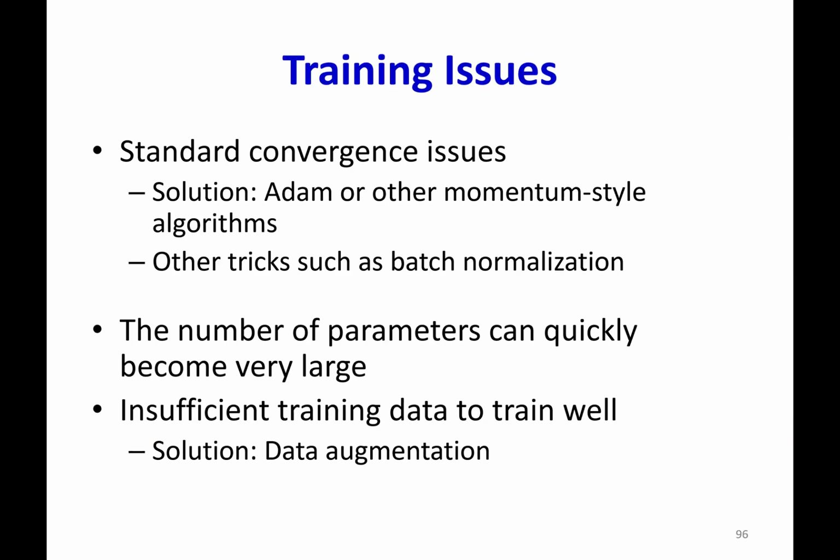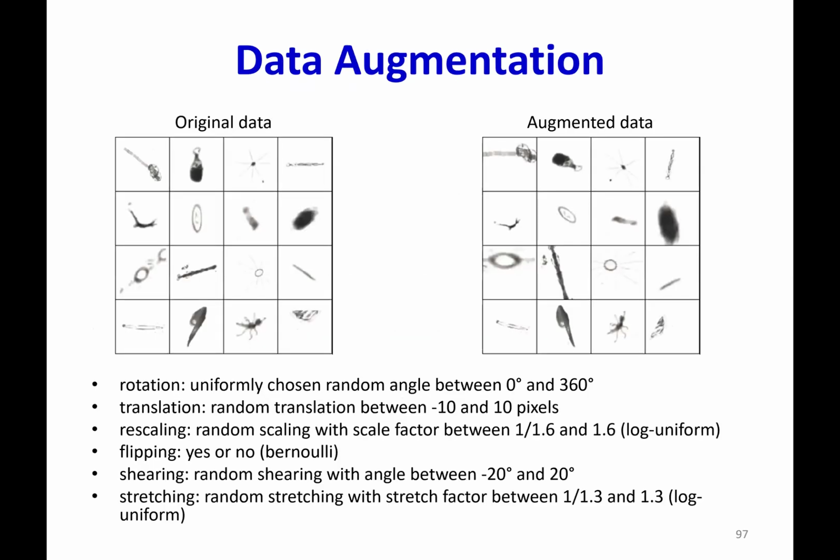You have standard convergence issues during training. So typically we use Adam or other momentum-style algorithms, and tricks such as batch normalization or regularization. The number of parameters can quickly become very large, even though it's a shared parameter network. And so you can end up with insufficient training data to train the model well. And so we'll often do things like data augmentation, where we modify the data without changing the class.